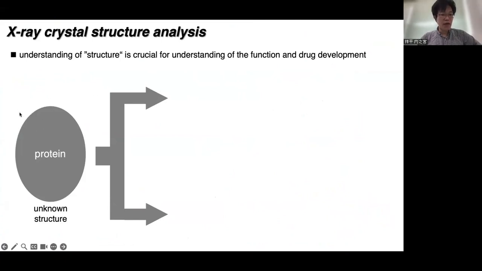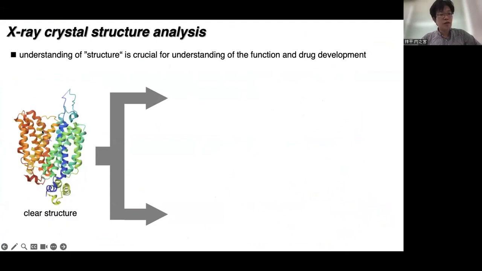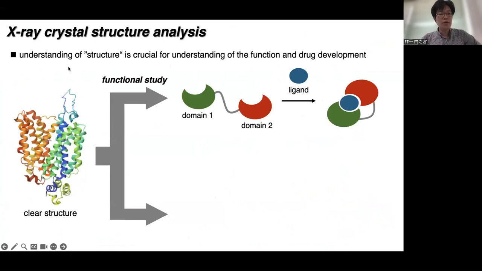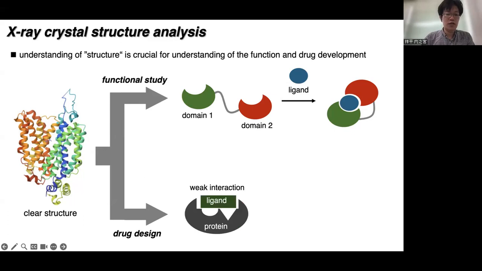If we do not have any information about the protein, we can't know this information. But when we get the clear structure, we can conduct a functional image, for example, when the ligand binds with the protein, the conformation of the protein changes like this. And we can also use this information for drug design. So in drug, the inhibitor usually inhibits the protein function by interacting with protein.